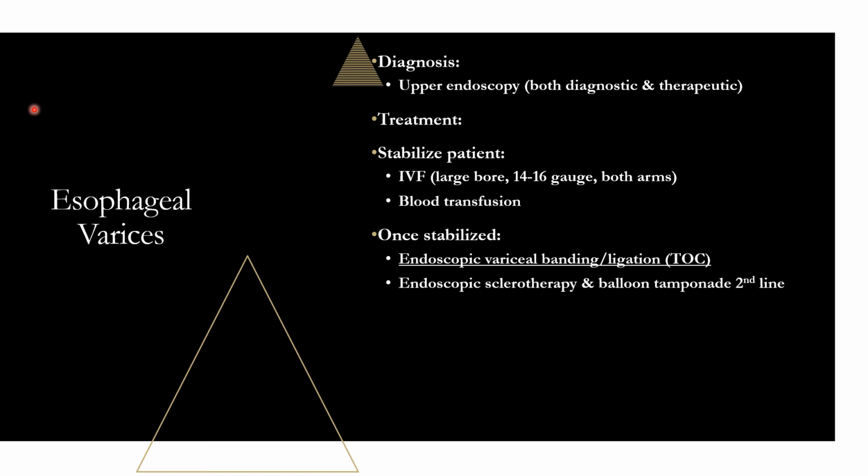And then there's also something known as a balloon tamponade, which is essentially a balloon that they expand in the area that can decrease the bleeding. So these are going to be more your second line agents. Remember, again, the variceal ligation banding is going to be your first line treatment.